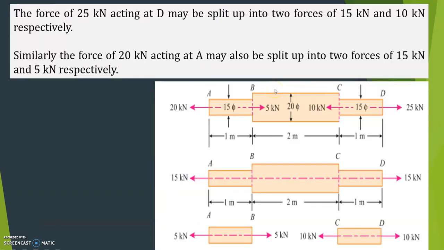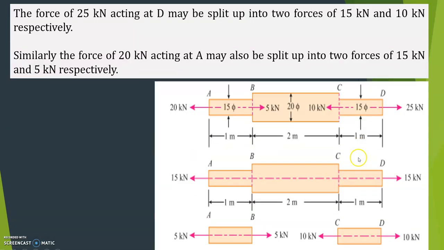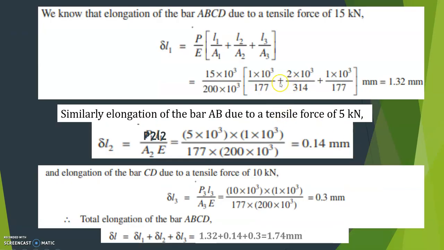divided by area. A1 is, what is the A1? A1 is 177. So substitute that. And plus L2. L2 is 2 into 10 raised to 3 divided by area A2, plus again L3. Substitute. You will get 1.32 mm deformation. Okay, this is the tensile force. Next, one section is over.